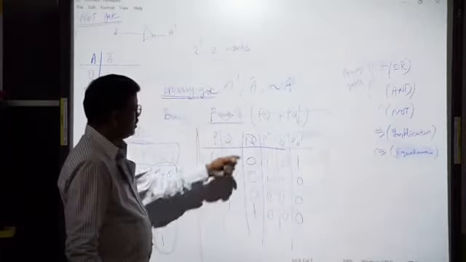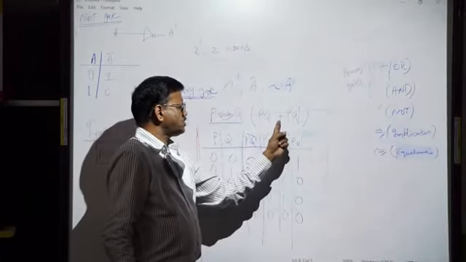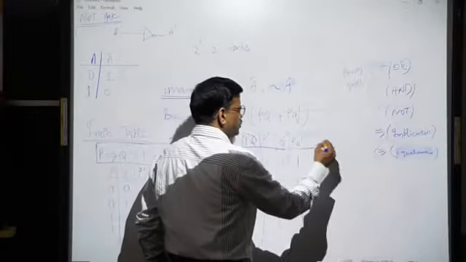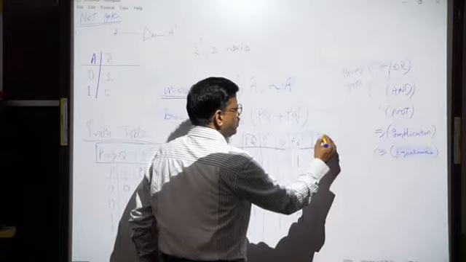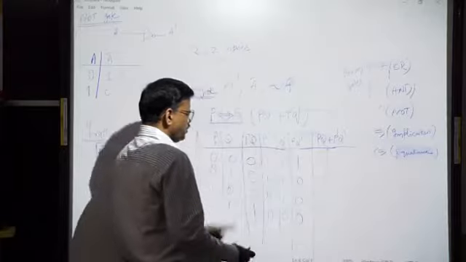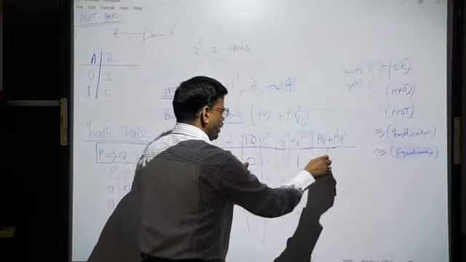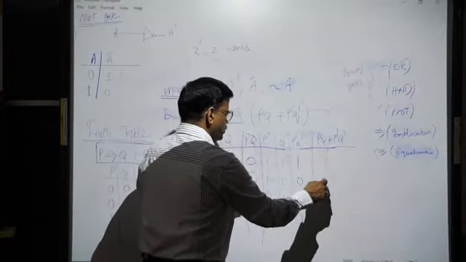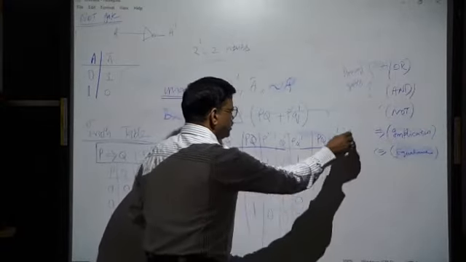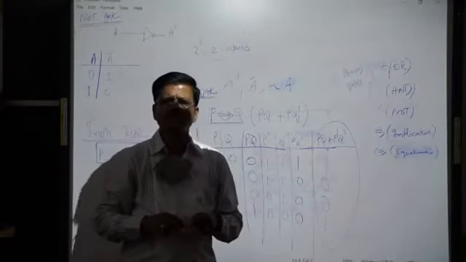Listen, boys and girls. You have PQ, you have P complement Q complement. This and this need to be connected by an OR operator. Here I go. PQ plus P complement Q complement. 0 plus 1 is 1. 0 plus 0 is 0. 0 plus 0 is 0. 1 plus 0 is 1. This is what your final answer is.